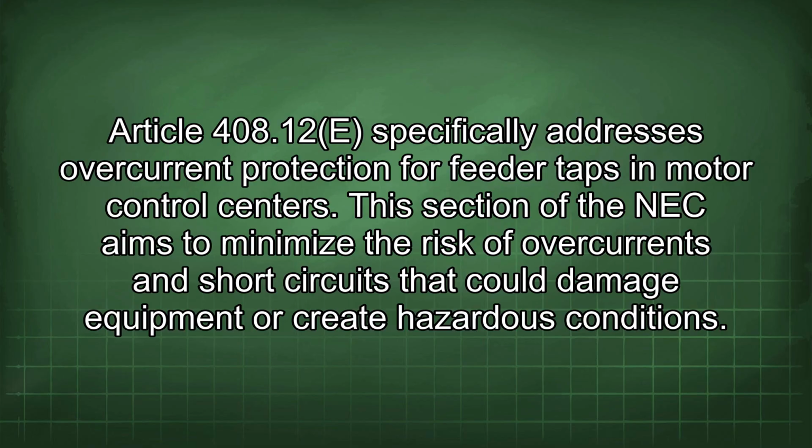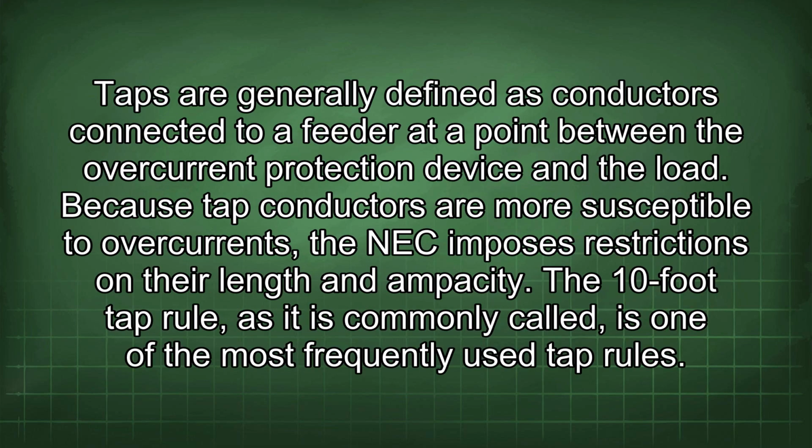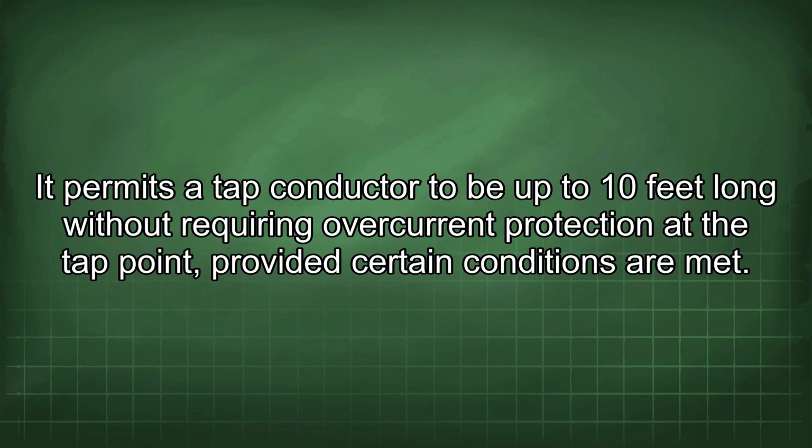This section of the NEC aims to minimize the risk of overcurrents and short circuits that could damage equipment or create hazardous conditions. Taps are generally defined as conductors connected to a feeder at a point between the overcurrent protection device and the load. Because tap conductors are more susceptible to overcurrents, the NEC imposes restrictions on their length and ampacity. The 10-foot tap rule, as it is commonly called, is one of the most frequently used tap rules. It permits a tap conductor to be up to 10 feet long without requiring overcurrent protection at the tap point, provided certain conditions are met.